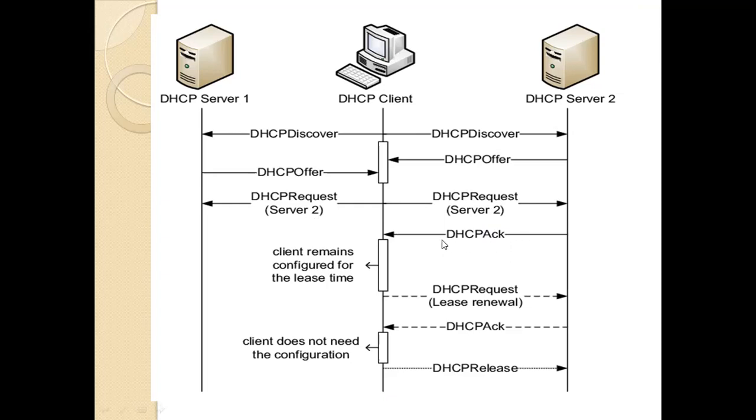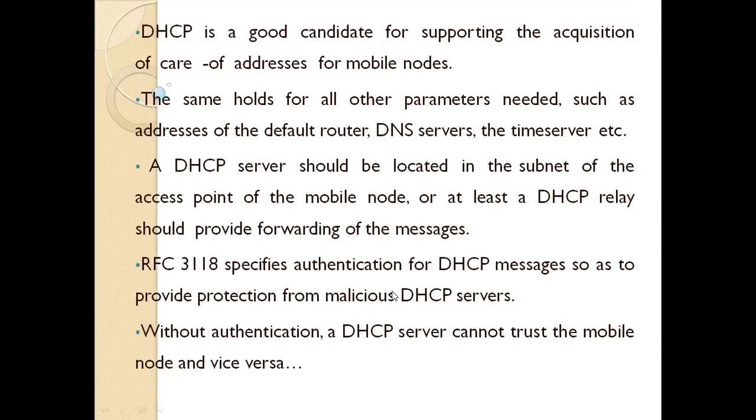Whichever acknowledgement reaches the client first, the client is connected to that server. So it completed the task. If it wants to continue, it sends a renewal request. If it doesn't want to continue, it sends a release request. This is path establishment between client and server in the Dynamic Host Configuration Protocol. Whenever a mobile node reaches a particular new foreign location or new address, this is how the connection establishment is done.